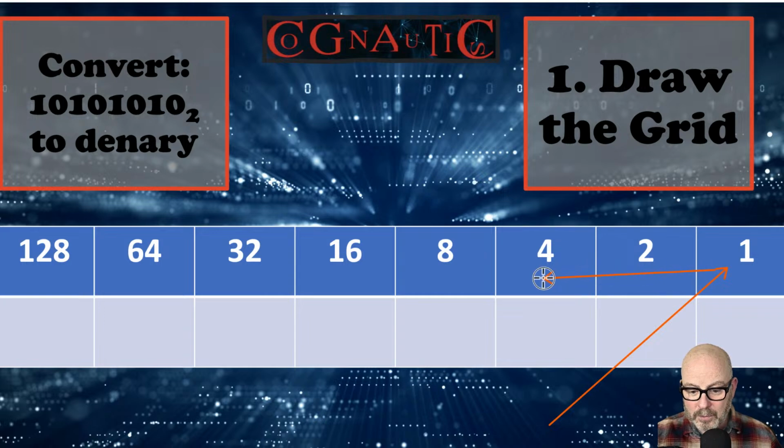Double 1 is 2, double 2 is 4, double 4 is 8, 16, double that 32, double that, and then you get to 128, okay? That is literally all that you've got to do. And once you've done that, the maths then is a piece of cake. So number 1, if you're asked to convert from binary to denary, draw the grid. Right to left, 1, 2, 4, 8, 16, 32, 64, 128. You won't be asked to go larger than 128.